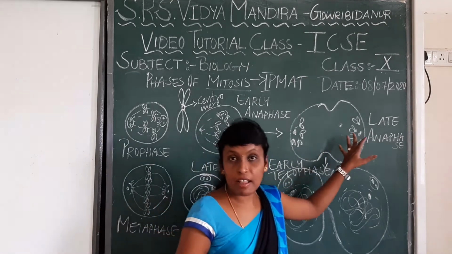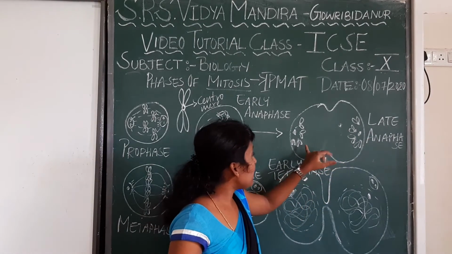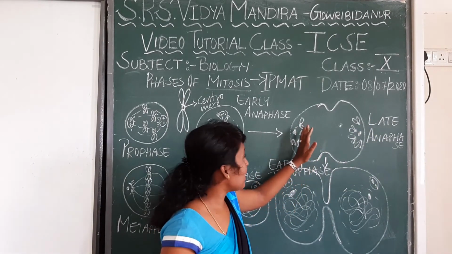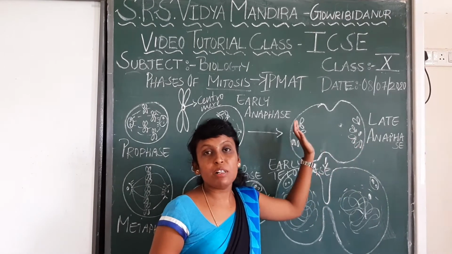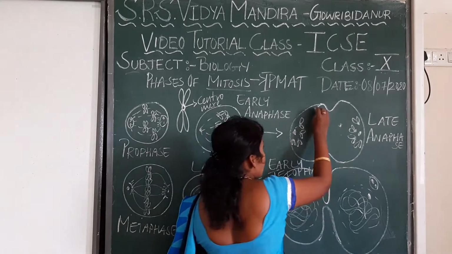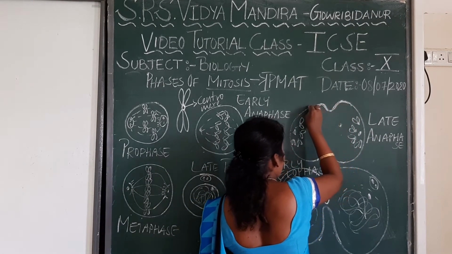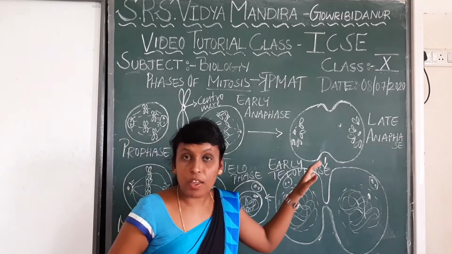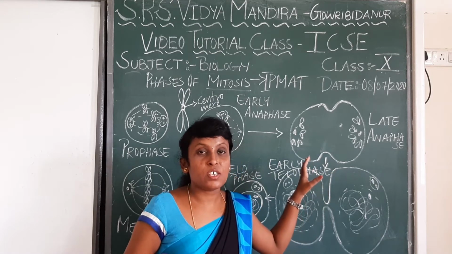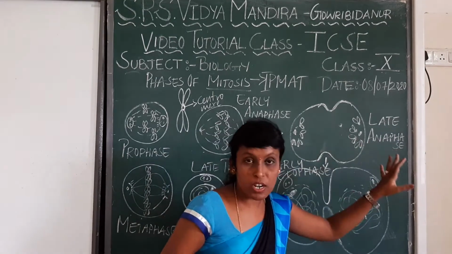What is late anaphase? Here the chromatids completely come to the poles of the cell. Poles here are nothing but the ends, correct? The poles of the cell, and also the cell membrane starts giving a furrow. The cell membrane starts producing a furrow in it. That shows that the cell division is about to complete.